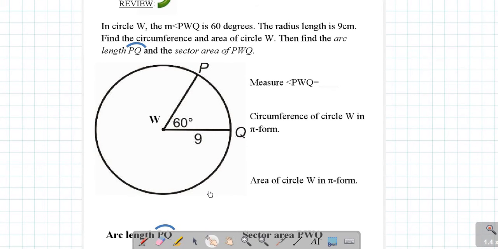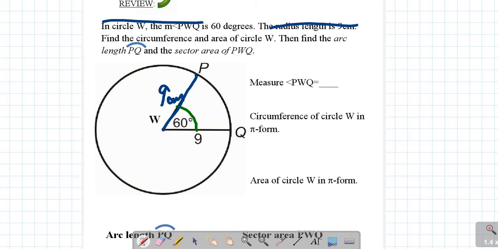We are going to recap what we learned right before vacation. Okay? Taking a look here. It says in circle W, PWQ is 60 degrees, so sweep it. The radius length is 9 centimeters. Got it, 9 centimeters. Okay, and we're going to be finding arc length and sector area. I'm going to do this with you as a recap. We did this right before vacation.